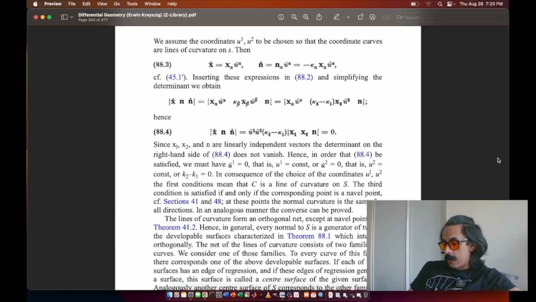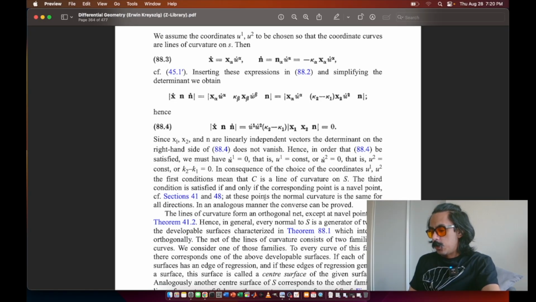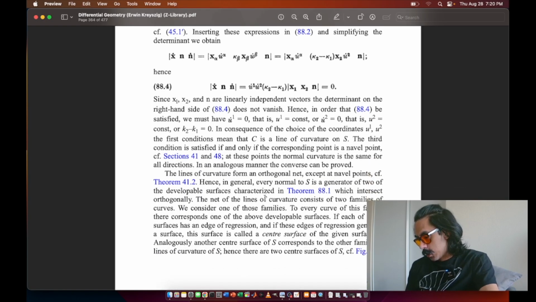the vector n. Hence, that determinant of x dot, n dot, n is thus equal to u dot superscript 1, times u dot superscript 2, times the quantity kappa sub 2 minus kappa sub 1, closed quantity, times the determinant of x sub 1, x sub 2, n, and that is all equal to 0. Since x1, x2, and n are linearly independent vectors, the determinant on the right-hand side of what I just read does not vanish.